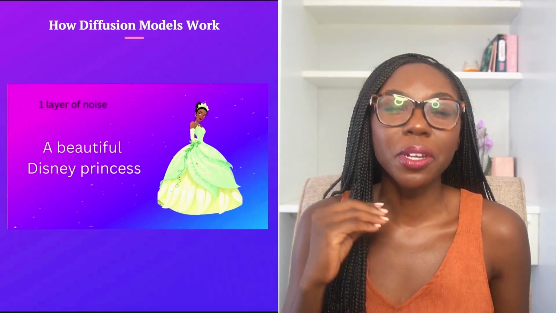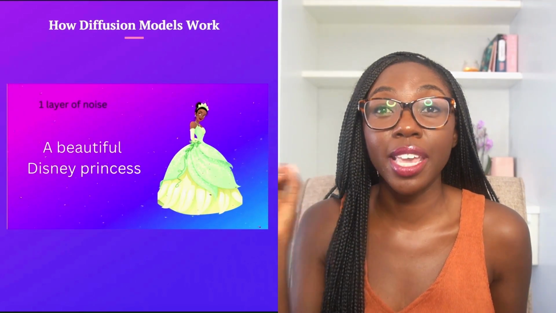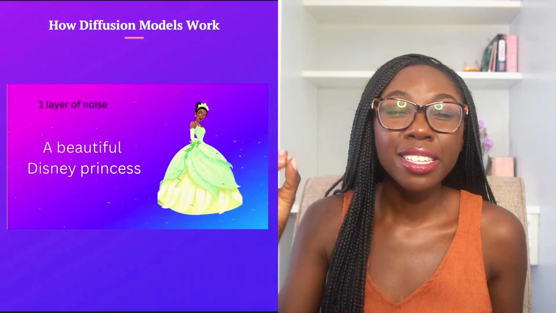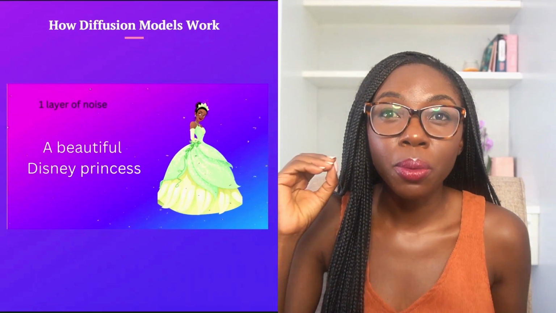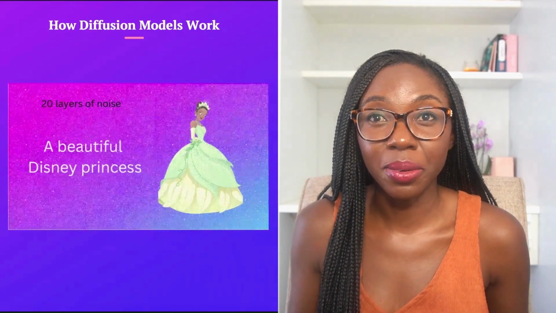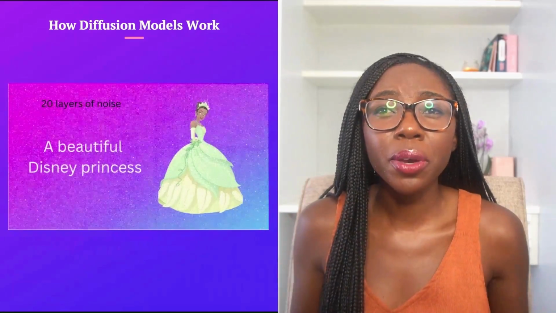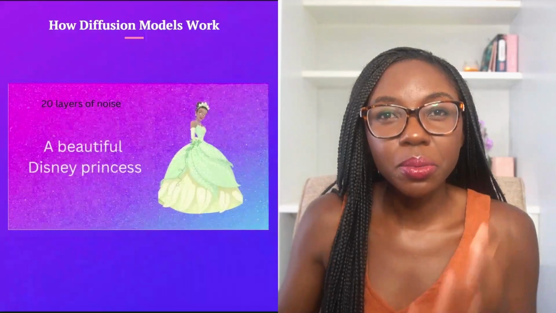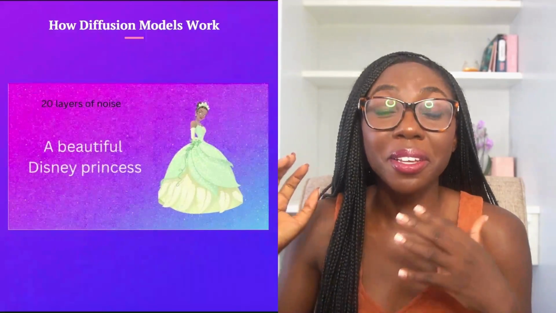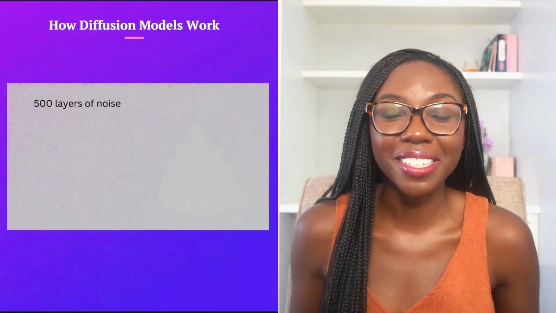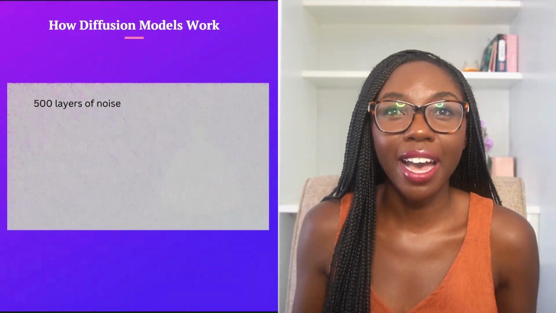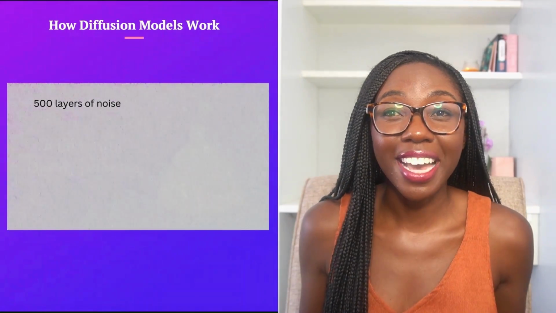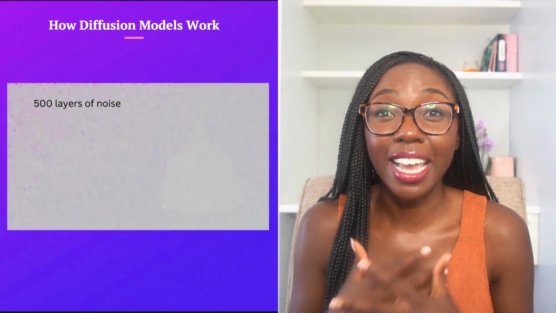Then from here, we're going to go ahead and add some noise to the image and let the model know that this is what a Disney princess looks like with one layer of noise added to it. And after that, we go ahead and add some more noise and we say again to the model, this is what a Disney princess looks like with 20 layers of noise added to it. And we keep doing this until we've added so much noise that the image basically can't be seen at all.